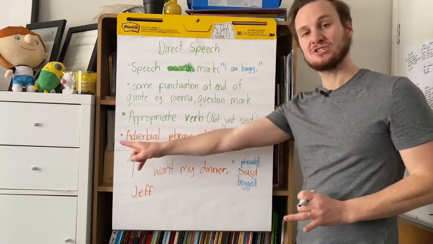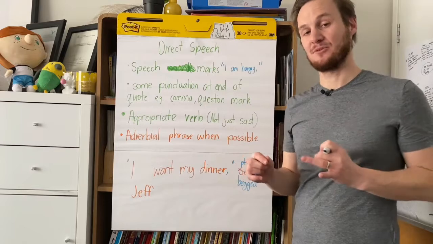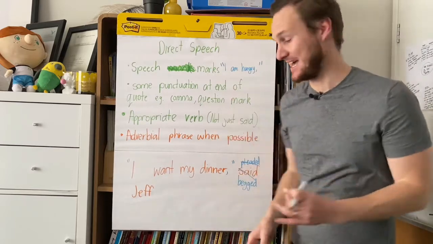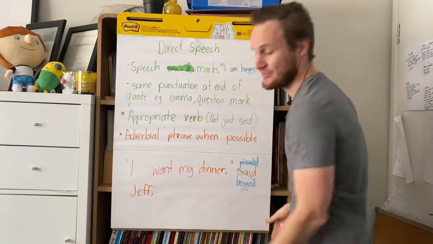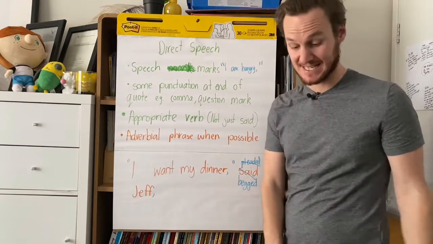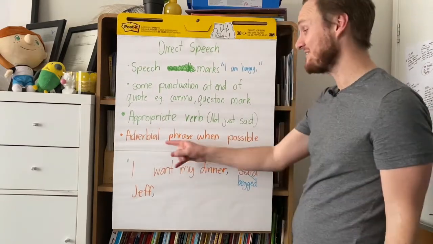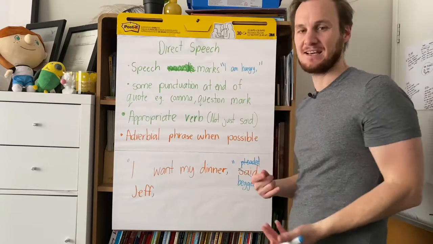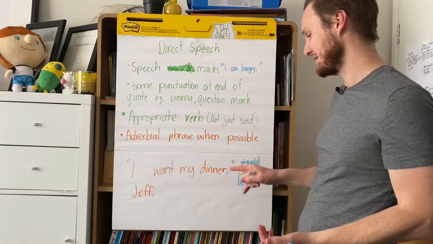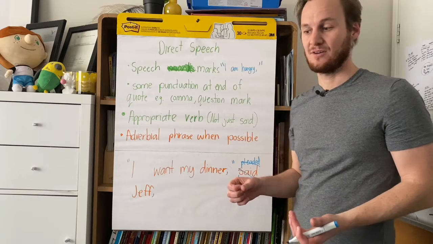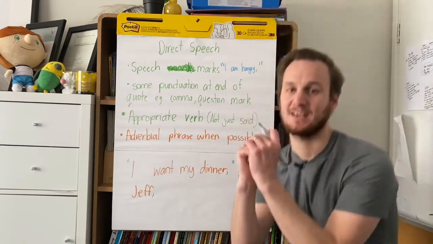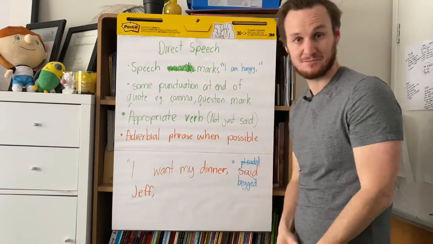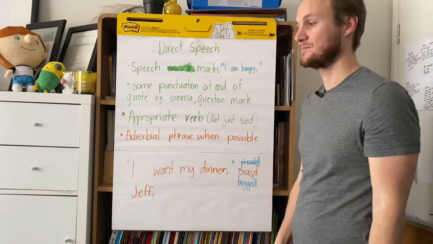But the orange dot point here is an adverbial phrase, which is instead of finishing there, you put a comma after Jeff and you add something extra to the sentence about how Jeff did it. Because an adverbial phrase is how someone did it. How did they say it? So I want my dinner, begged Jeff on his hands and knees. Like he's like, please. Okay, maybe. Could be whilst licking his lips.